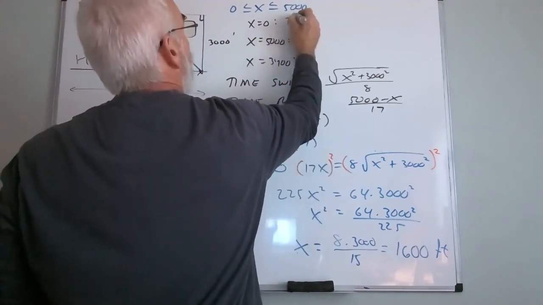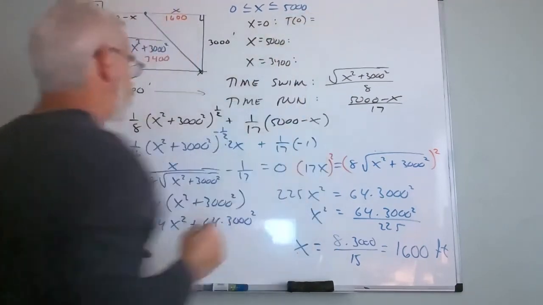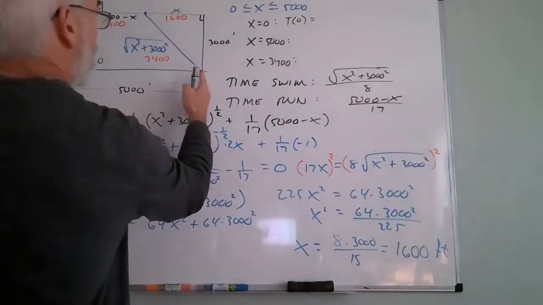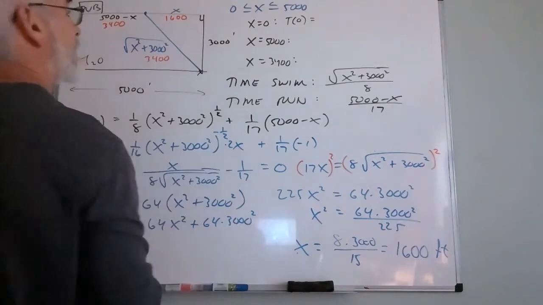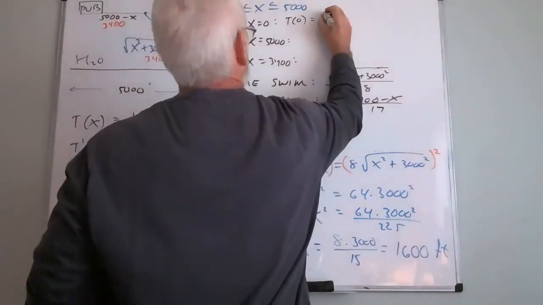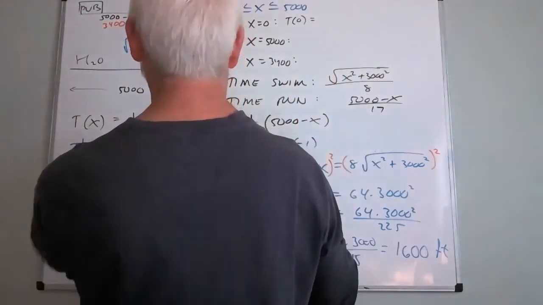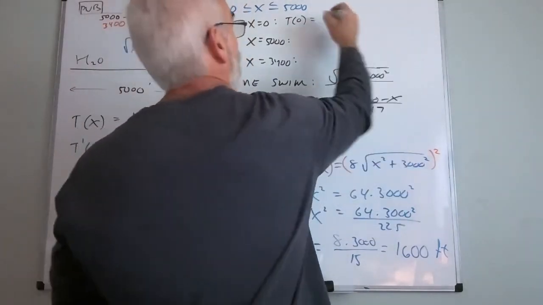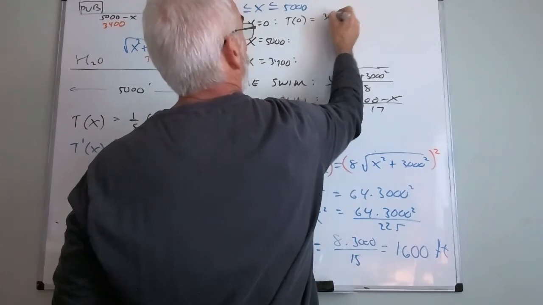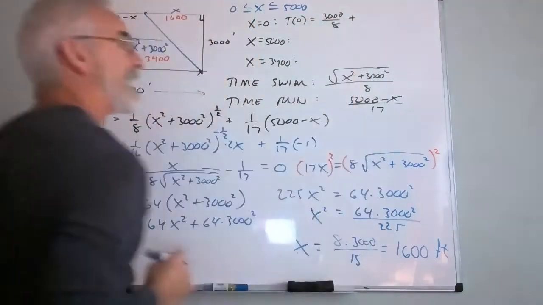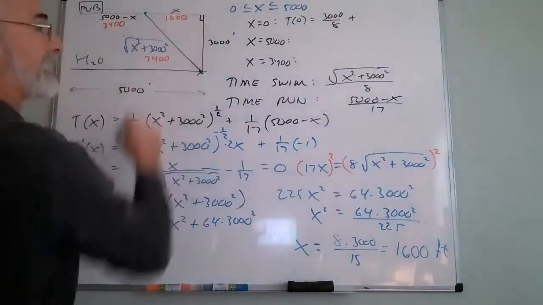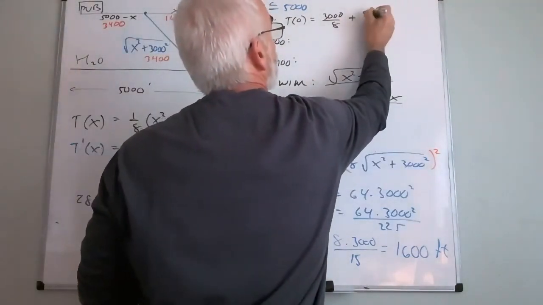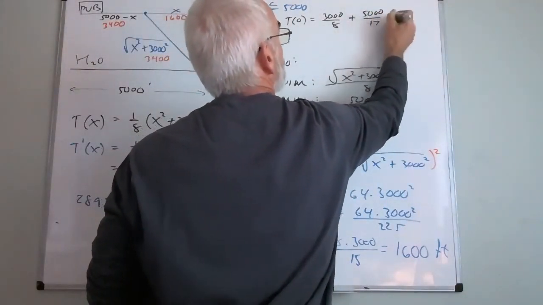So the time is, now this is actually pretty easy. If x is 0, what does that mean? That means I swam exactly 3,000. And so where is that? Right here. Sorry, I swam exactly 3,000. So that would be 3,000 over 8. And it means I ran exactly 5,000. So that would be plus 5,000 over 17.